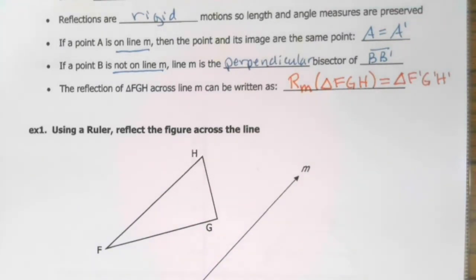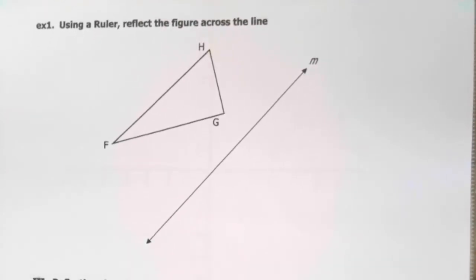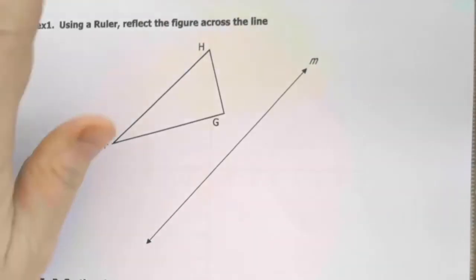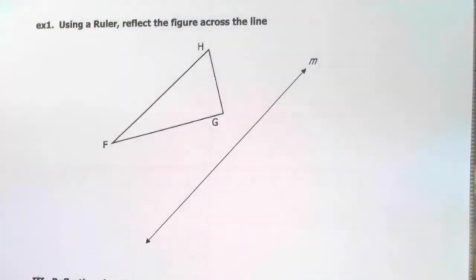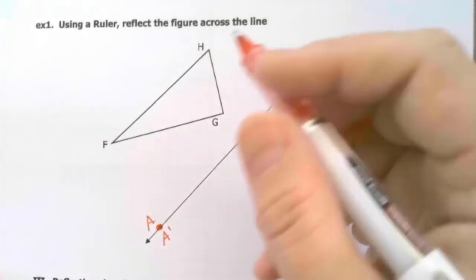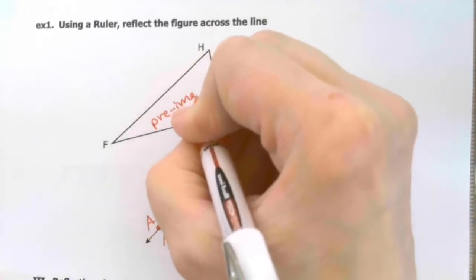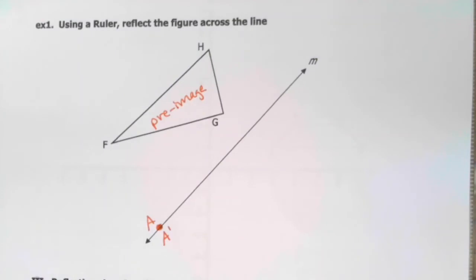Okay, using a ruler, we're going to reflect the figure across the line. First, though, I want to talk about point A. The bullet up above says if point A is on line M, so if I have A sitting right here, when I flip it over the line, because it's sitting right on the line, it doesn't go anywhere. So A prime and A are actually the same point if the point is sitting on the line of reflection. Now, these 3 points are obviously not sitting on the line of reflection. FGH is our pre-image, and we're going to reflect it using a ruler across the line and create an image.